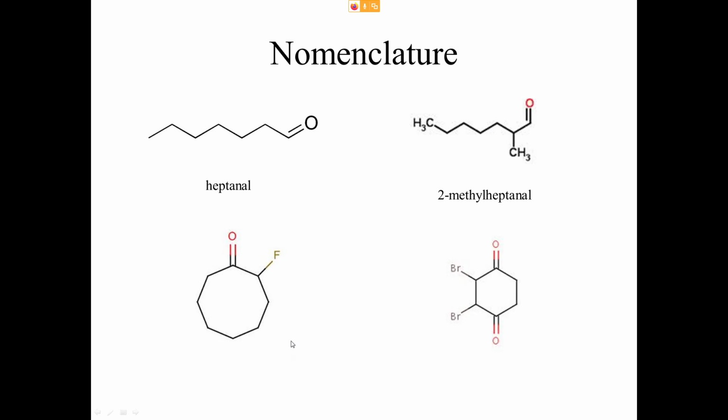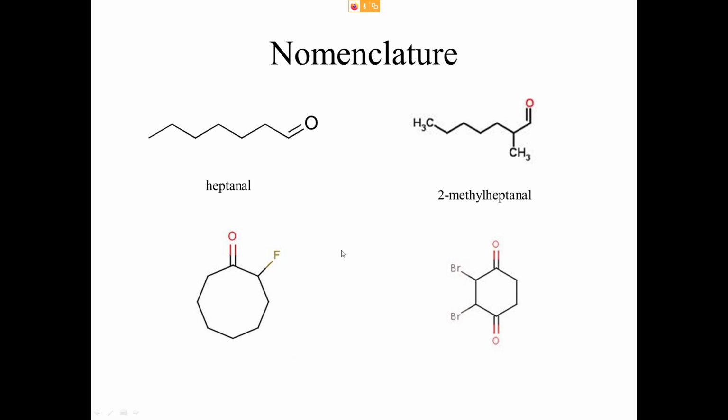Okay, how about the bottom left one with the ring? I know it's a ketone, but let's just build up the name slowly. It's an 8-membered ring. You got that. This carbon must be in the main chain. So we get the 8-membered ring. So 8 is octane. It's a ring, so you call it cyclooctane. Then just drop the last E and put -one. So cyclooctanone.